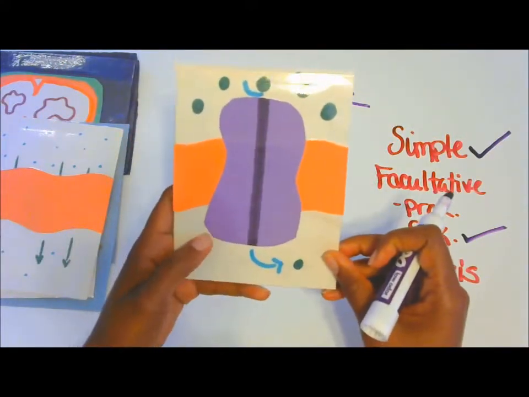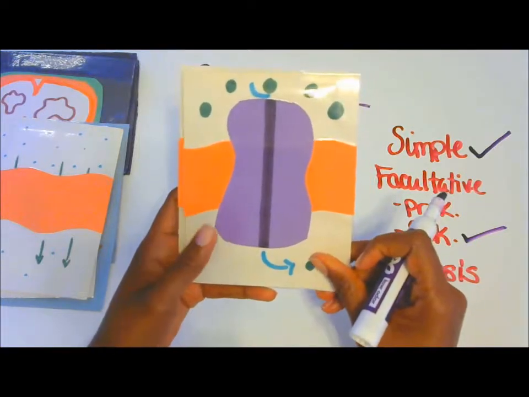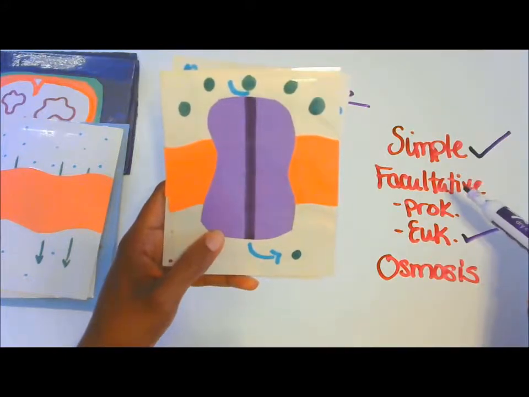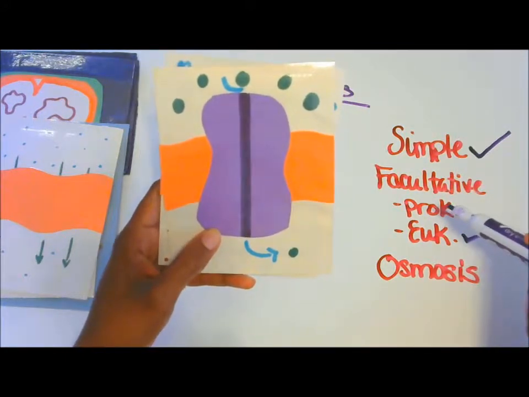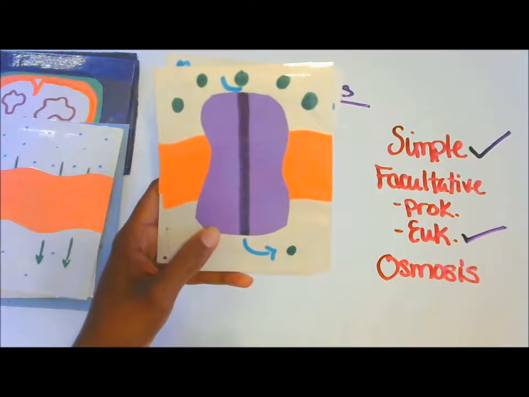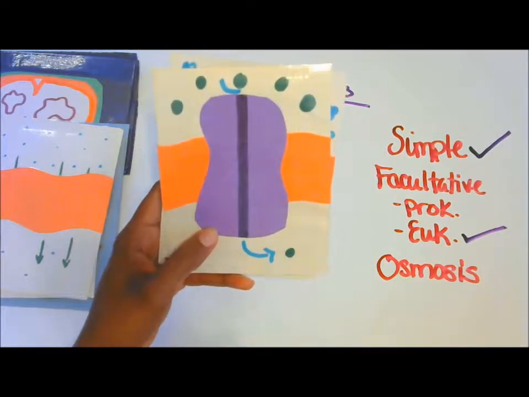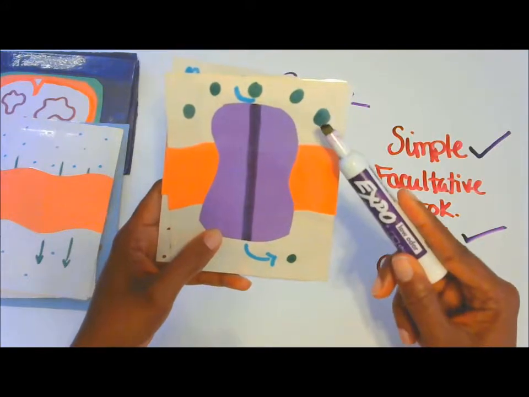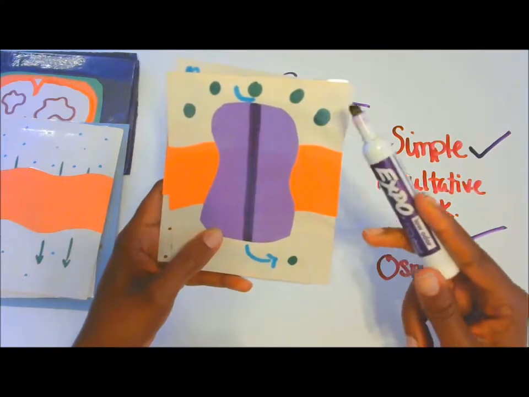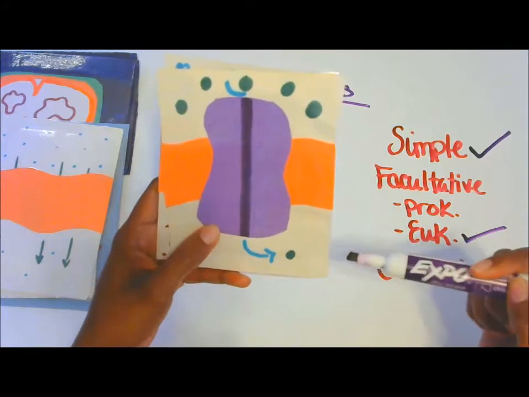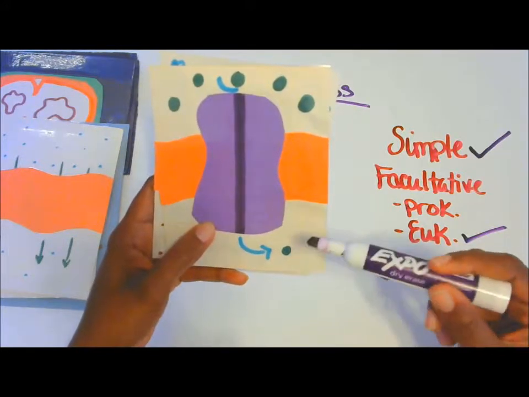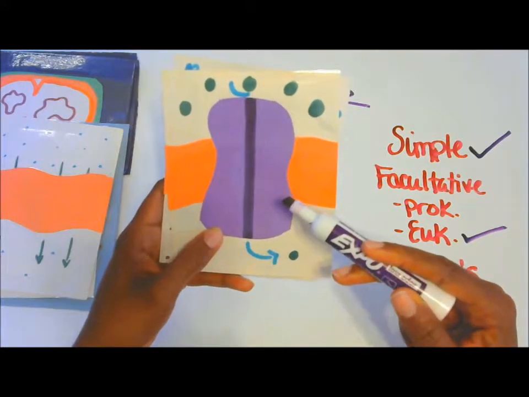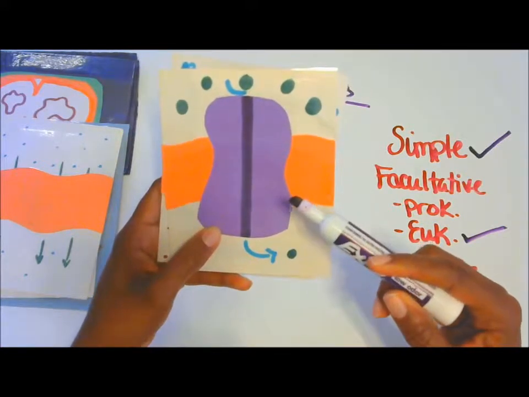How about this one? It's not simple. So we have facultative diffusion in prokaryotes, and we have osmosis. Now this one is the movement of small molecules from high concentration to low concentration. No energy is expended. There are proteins called permeases or transporters.